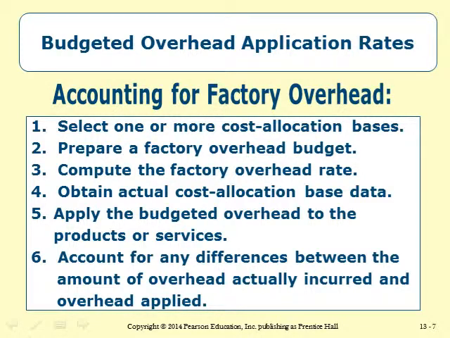We then compute the budgeted factory overhead rates by dividing the budgeted total overhead for each cost pool by the budgeted cost allocation base level. Then we obtain actual cost allocation base data, such as actual direct labor hours or machine hours used for each product. We apply the budgeted overhead to the products or services by multiplying the budgeted rates developed in Step 3 times the actual cost allocation data from Step 6. At the end of the year, we account for any differences between the amount of overhead actually incurred and overhead applied to products.